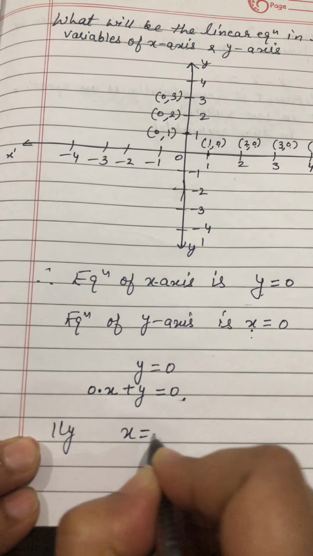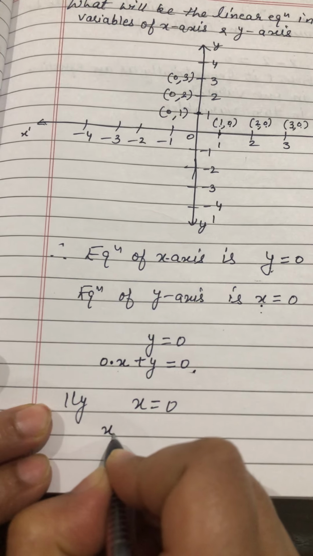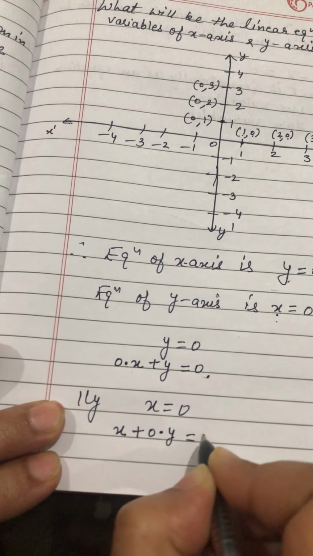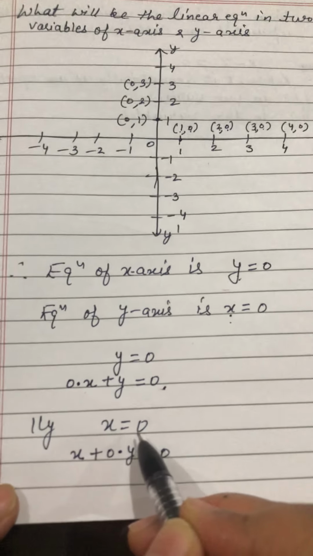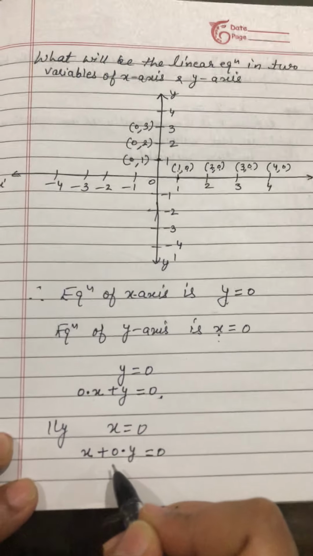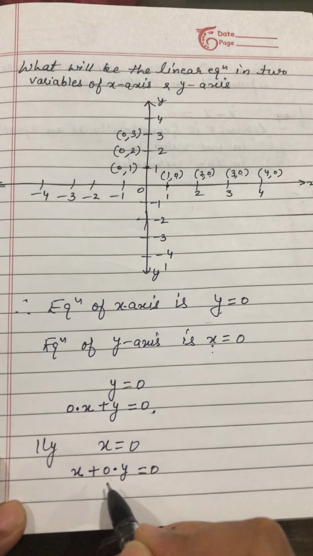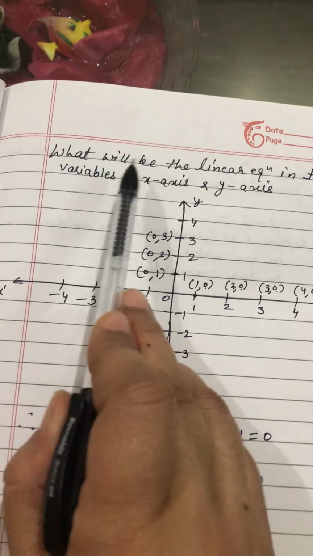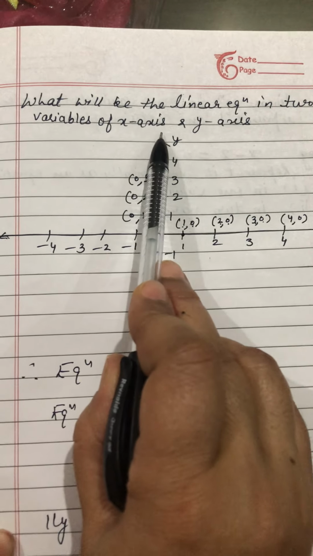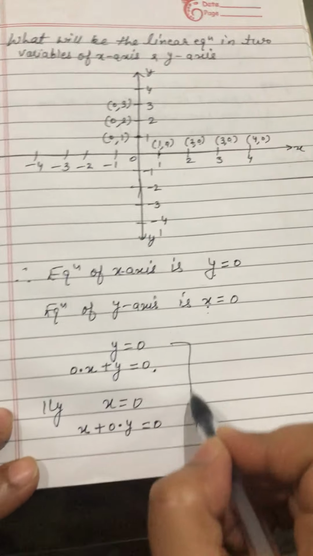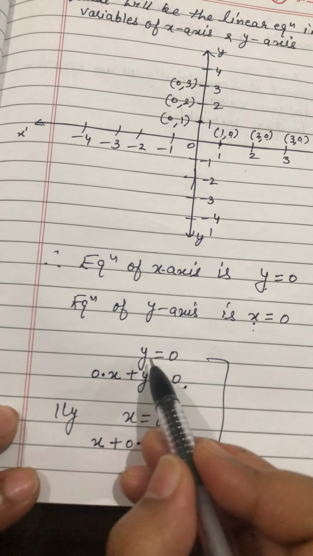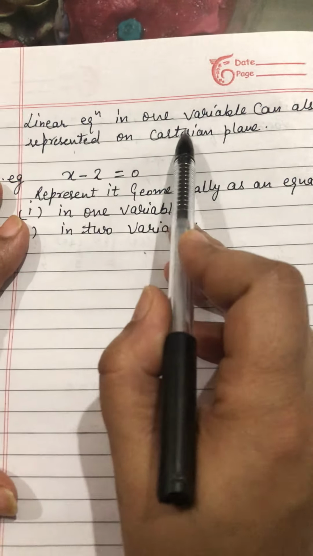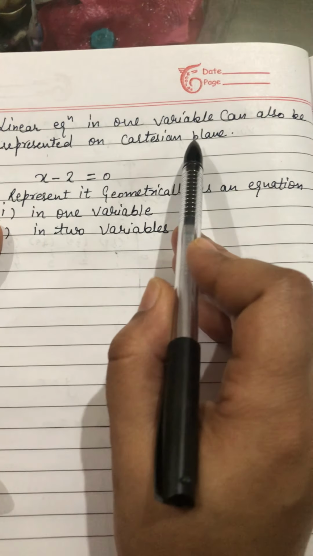Similarly, x is equal to 0 will be written as x, and here y is missing, so I can take plus 0 into y is equal to 0. This x is equal to 0 is a linear equation in one variable, but if we have to convert it into a linear equation in two variables, then it is x plus 0 into y equal to 0. So this is how linear equations in two variables of x-axis and y-axis look like, right? So now a linear equation in one variable can also be represented on the Cartesian plane.